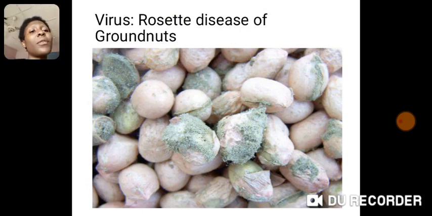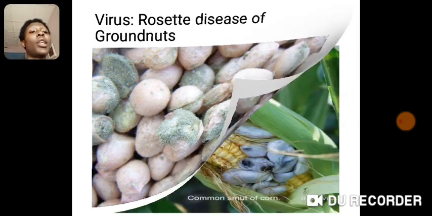So that's the picture. Now what about this one? Rosette disease of groundnuts. This may be a common sight. So whenever you see your groundnuts looking like this, then it's having rosette, which is a disease of groundnuts, caused by a virus. So don't eat it again, just throw it away.